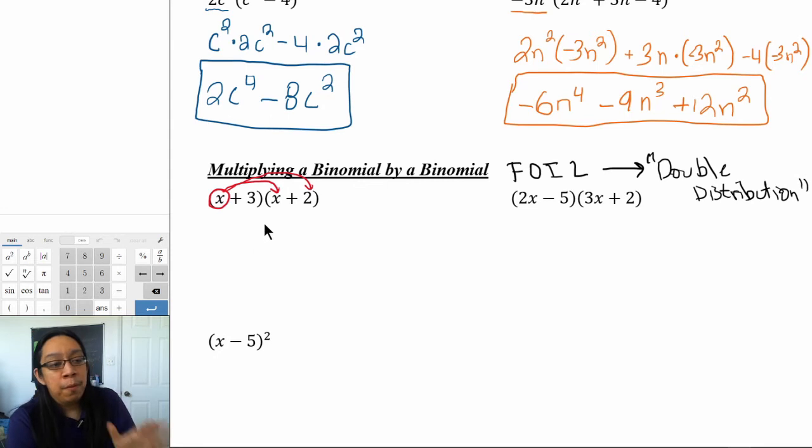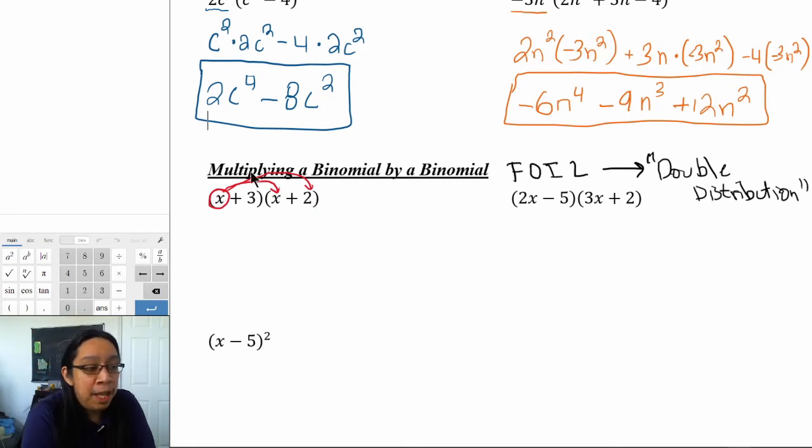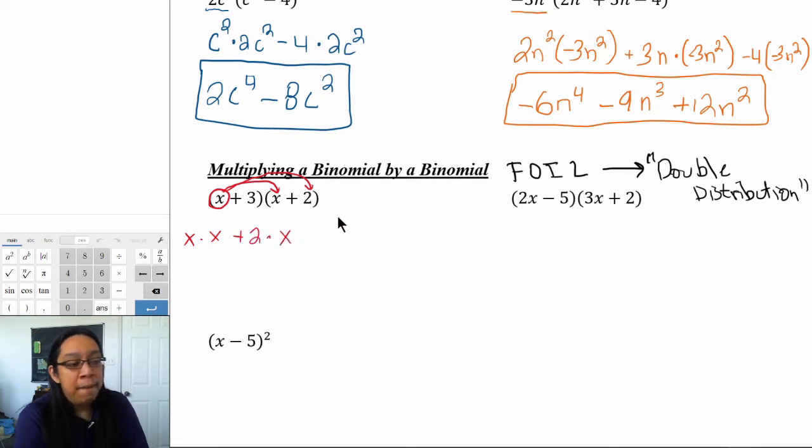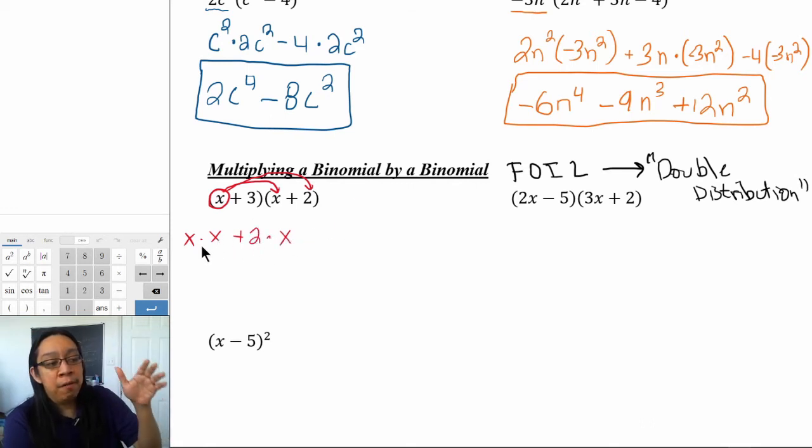So, regardless of how you look at it, let's see what we have left over when we multiply x with x and x with the 2. So, x times x, well, I'm going to write it out, x times x. X times 2, I'm going to go ahead and write that out, so 2 times x. And just like that, we already have 2 unsimplified terms.